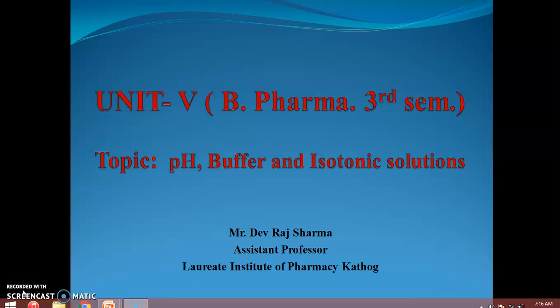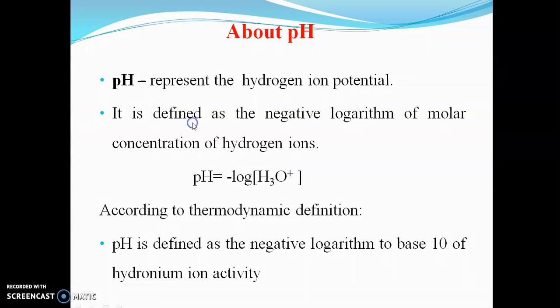Good morning, students. Today we will discuss the new chapter, that is pH, buffer and isotonic solutions. In this chapter, firstly we have to discuss the pH. pH represents the hydrogen ion potential. It is defined as the negative logarithm of the molar concentration of hydrogen ion.